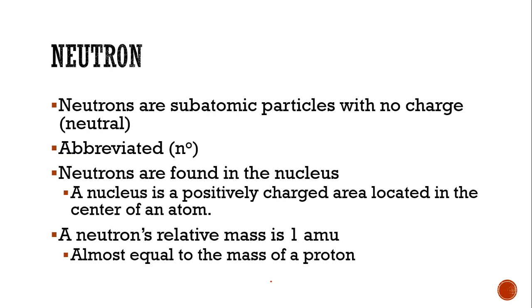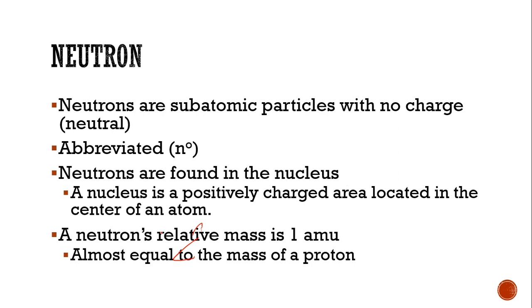The last subatomic particle is called a neutron. Neutrons, I think of the word neutral, neutron. These are subatomic particles that have no charge whatsoever. For its abbreviation, it's an N, meaning neutron, and then a little 0 or O looking thing to mean no charge or zero charge. Neutrons are actually found in the nucleus with the protons, and because neutrons have no charge, this still makes the nucleus positively charged because of those protons that are located there.